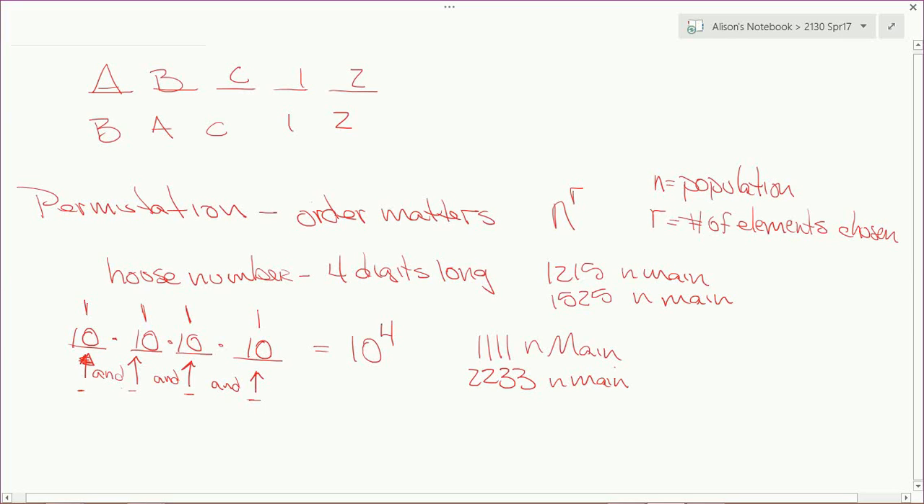So this particular formula is going to be very specific to a permutation when I can have repeating elements, when selecting an element out of the population does not remove it from the population. Next, we're going to talk about a permutation where order matters and selecting an element out of the population does remove it from the population. It's going to change my formula just a little bit.